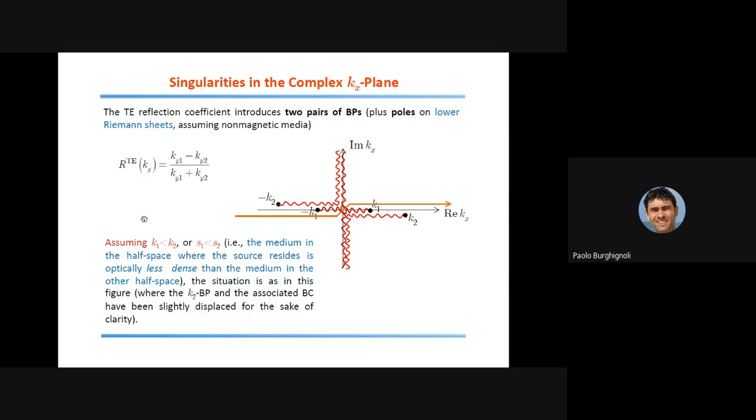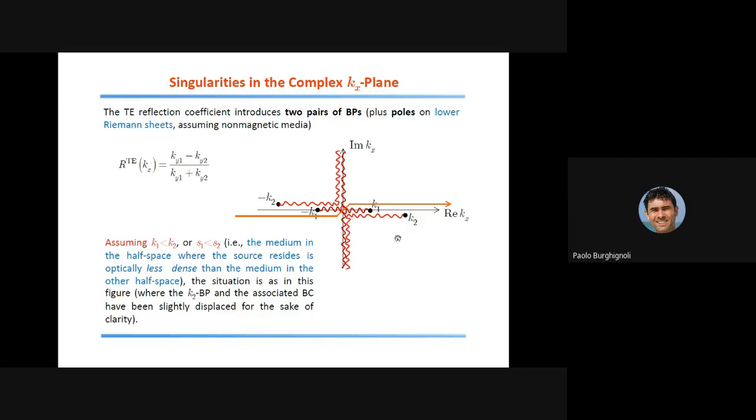Since we are assuming that the line is in vacuum, the wave number in medium 1 is smaller than the wave number in medium 2, or which is equivalent, the wave velocity S1 is larger than S2. This is a typo, of course. The sign should be reversed. That is, the source resides in the medium which is optically less dense. Okay. Then the situation of the branch points is exactly as in this figure.